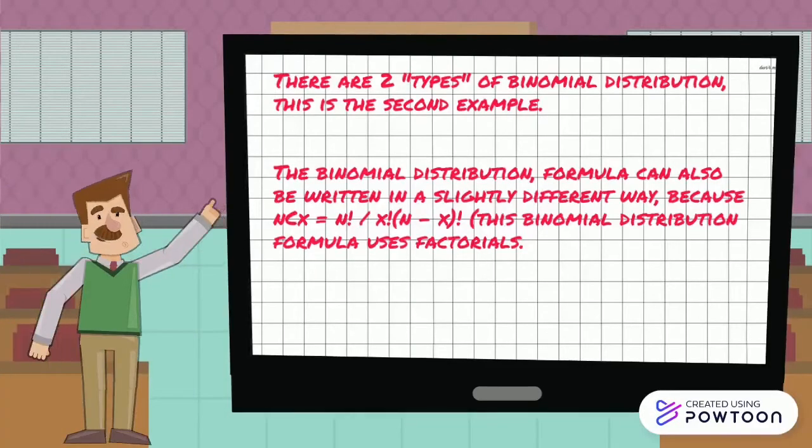There are two types of binomial distribution. This is a second example. The binomial distribution formula can also be written in slightly different ways, because n combination x equals n factorial over x factorial times n minus x factorial. This is because the binomial uses factorials.